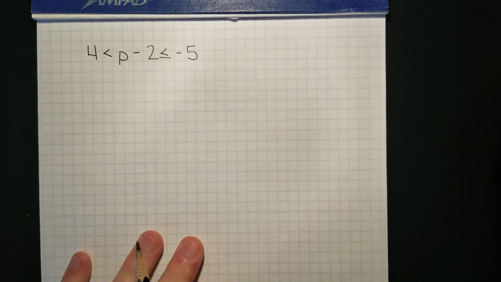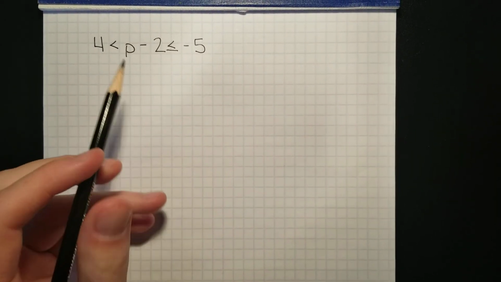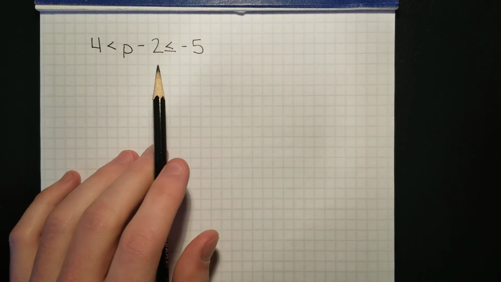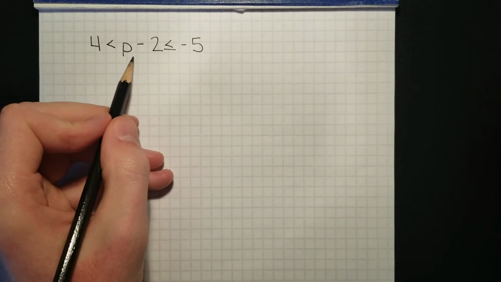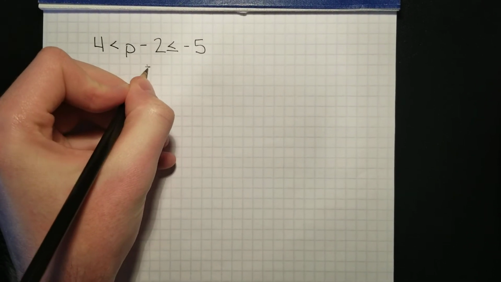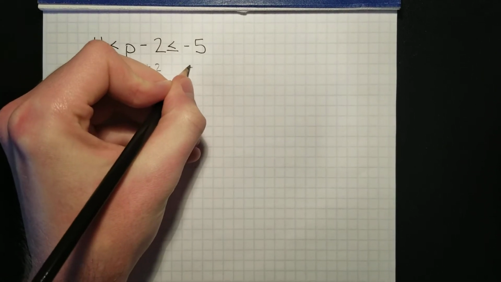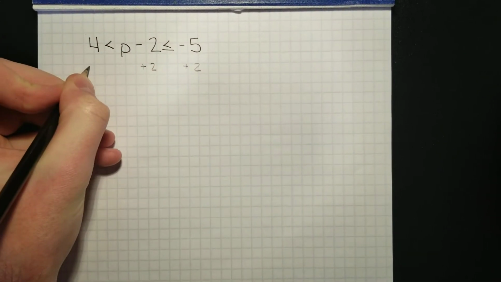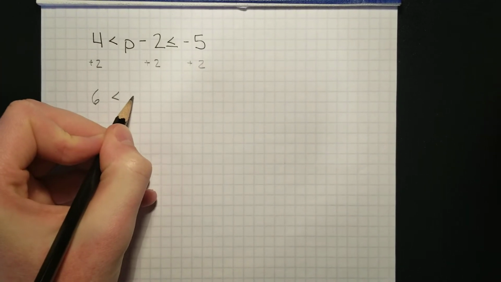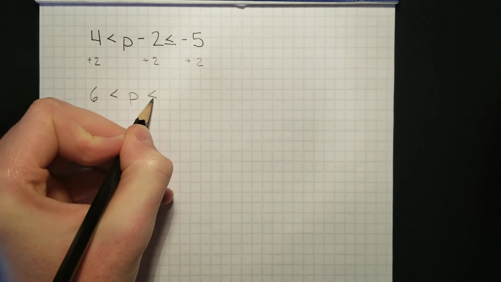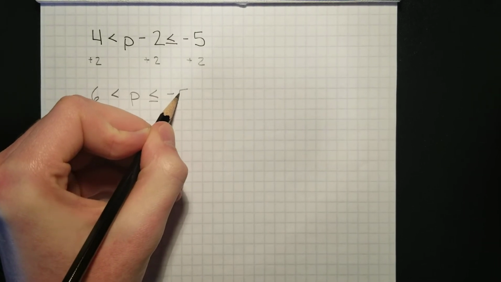Finally, we have this kind of example. This one's going to come out to a different kind of answer. Again, we're going to solve that inequality. We have only one thing we have to get rid of, so we're going to add that 2 to all 3 sections. And that gives 6 is less than p less than or equal to negative 5.